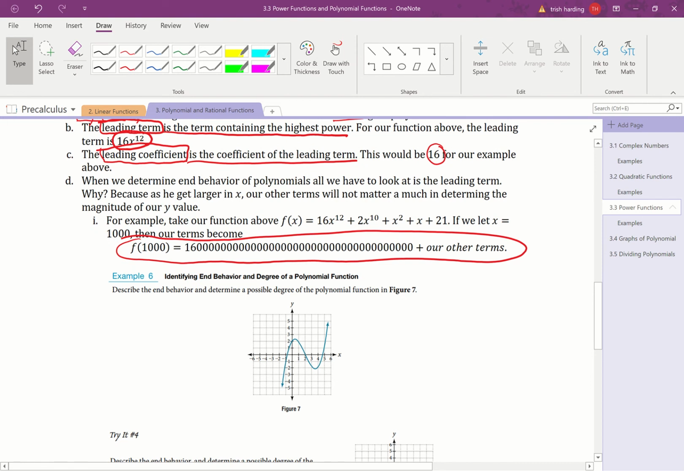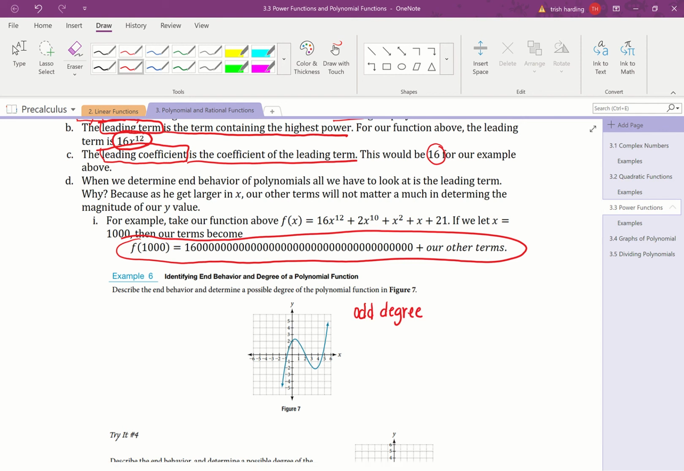So here's an example. We are going to describe the end behavior and determine a possible degree of the polynomial function. Well, the first thing I notice is that they go in opposite directions. So that makes it an odd degree. The highest degree is going to be odd.